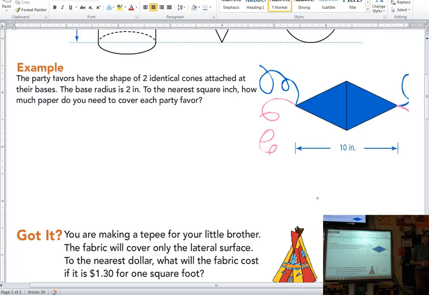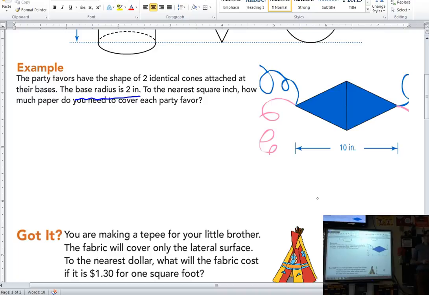Then we decide we want to cover it. Make it into a weapon or something. We're going to use our imagination, right? If you grab it in the middle, you could kind of throw it or something like that. So we decided we want to cover it with paper. If we know that the base radius is 2 inches and that both of these shapes are identical, how much paper will we need to cover both of them?